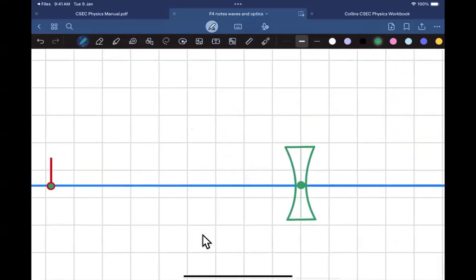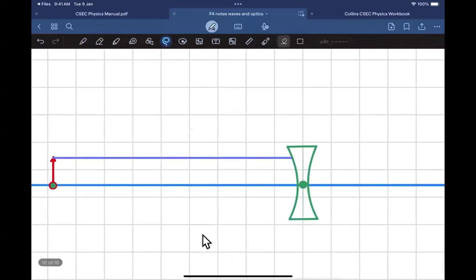Yes. I'm going to apply my first rule. My first rule is that if I have a light ray that is parallel to the principal axis, yeah, that's the first rule there.